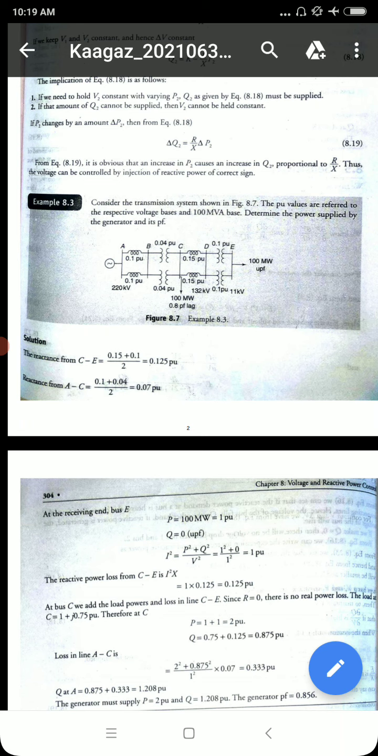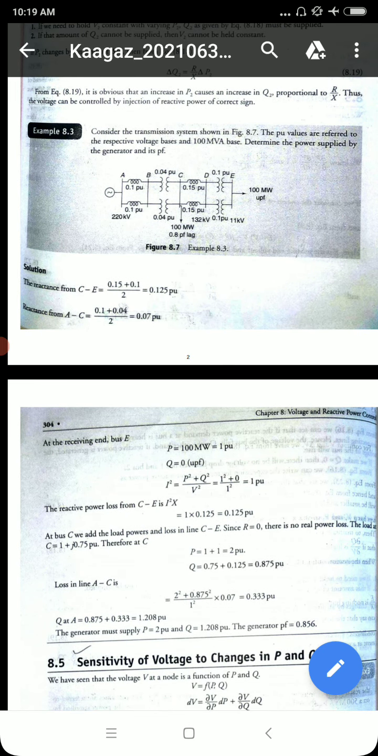Same thing A to C. Here also two identical lines are there. So we can get it as (0.1 plus 0.04) divided by 2. You will get 0.07 per unit. So at the receiving end bus, we know that P is equal to 100 megawatt. We consider it as 1 per unit, and Q is 0 because of unity power factor. So I square is given by P square plus Q square divided by V square. You will get 1 per unit. The reactive power loss from C to E is I square X, nothing but 1 into 0.125 per unit. So we are going to get 0.125 per unit.